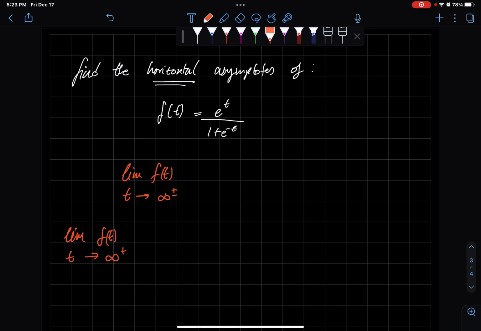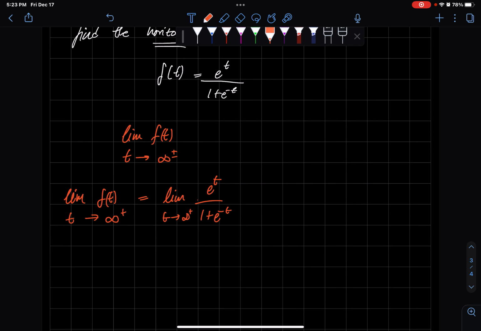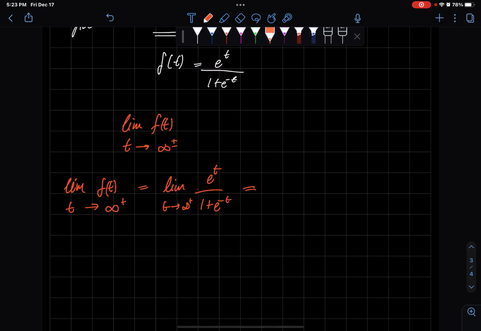So that's the limit of e to the t over 1 plus e to the minus t as t approaches positive infinity. So this is interesting. We should rewrite this as e to the t over 1 plus 1 over e to the t, because we can rewrite e to the minus t as 1 over e to the t.